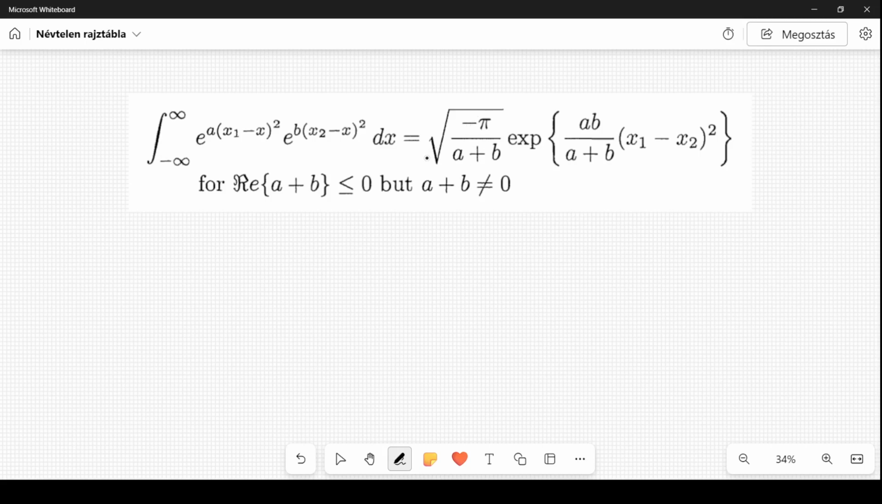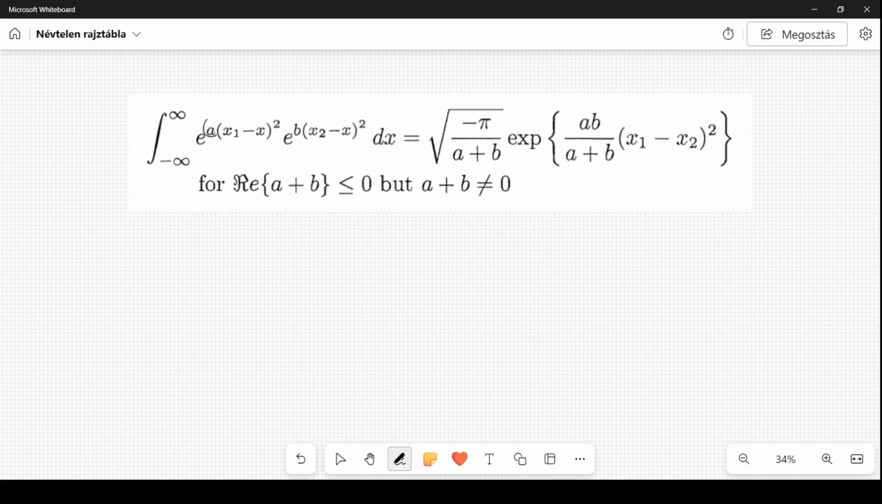But in this case, I will focus on the mathematics because I want to show that this result is correct, that this integral is equal to this expression, assuming that some quite basic conditions are satisfied, but I will not touch upon these conditions too much. It is quite obvious that they should be true. For example, the real part of this sum should be smaller than or equal to 0.